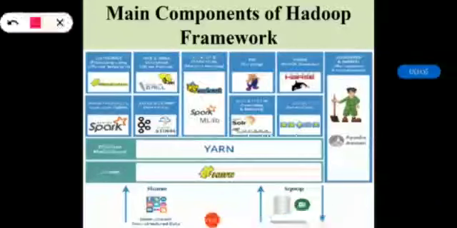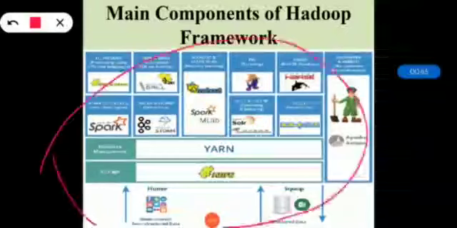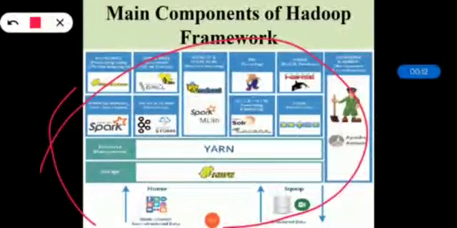Now in this section we will see the main components of Hadoop framework. Last time we have seen the Hadoop architecture. These all come under the components of Hadoop framework. So Hadoop is what? Hadoop is having a family of projects that are either built on top of Hadoop or work very closely with Hadoop.